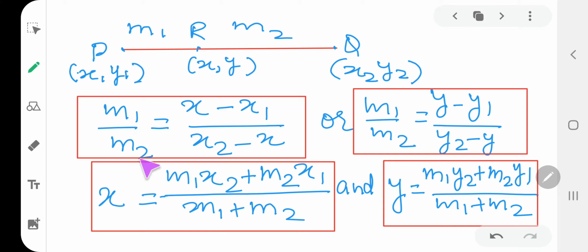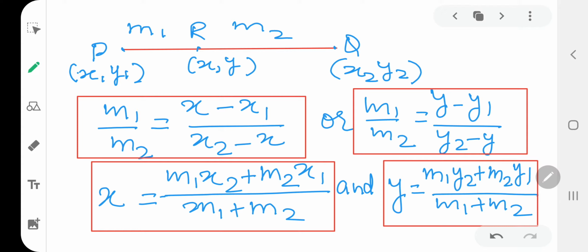So the ratio m1 is to m2 will be calculated as x से शुरू, x पर खत्म, that means start from x, end from x, and then after x this will be x1, and after x1 it will be x2. So x minus x1, x2 minus x. This is how we remember the things.